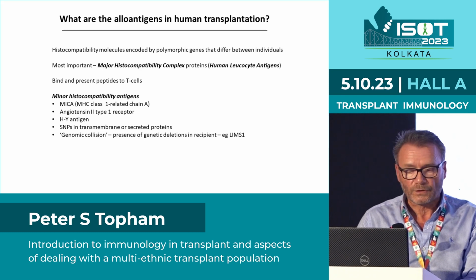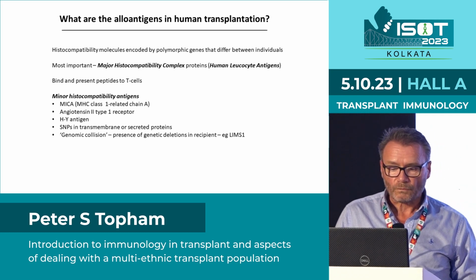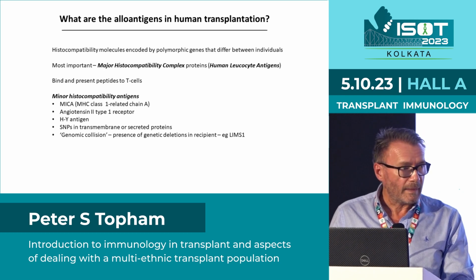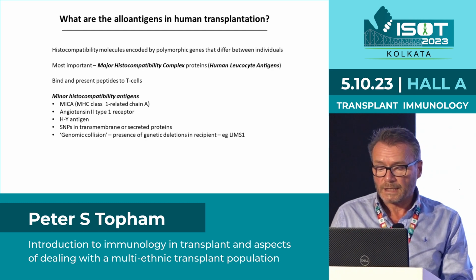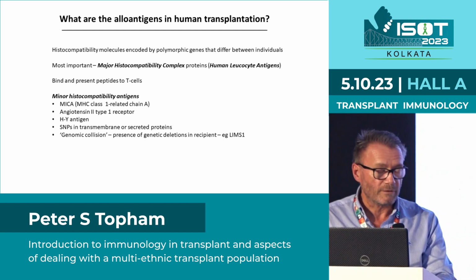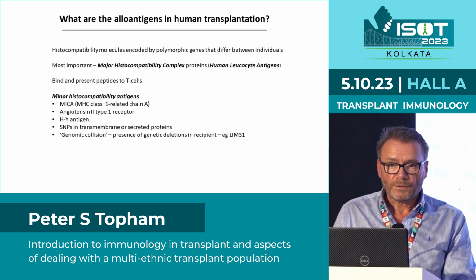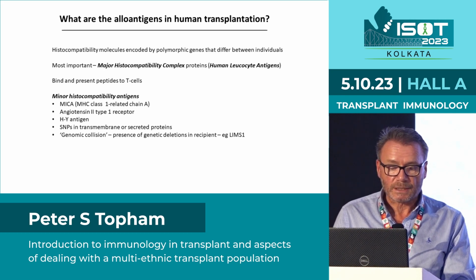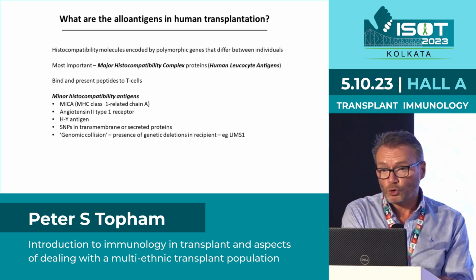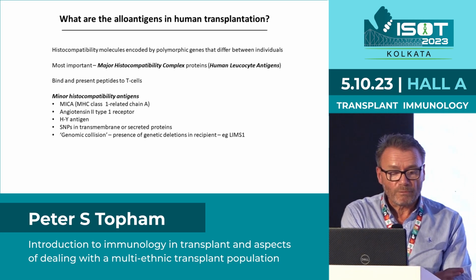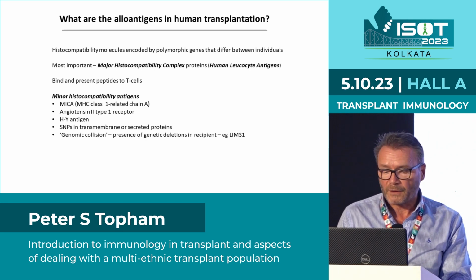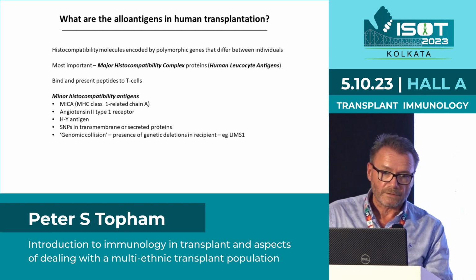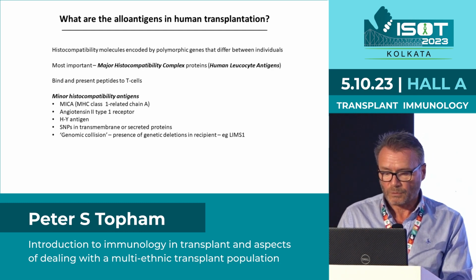So what are the alloantigens in human transplantation? The predominant ones are antigens produced by the major histocompatibility complex, or in humans, known as the human leukocyte antigen family, or HLA. And the main purpose of these antigens is to bind and present peptides to T cells. There are a number of minor histocompatibility antigens, which I'm not going to dwell on because I know there's a talk specifically about this later today, but that just gives you some examples of minor antigens that have been identified as having implications for transplant survival.